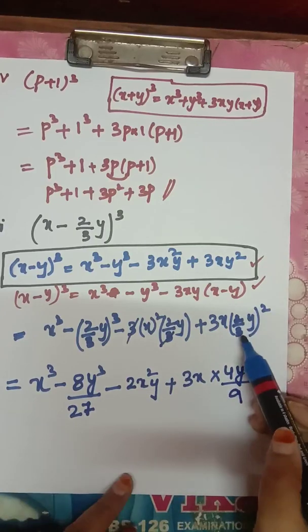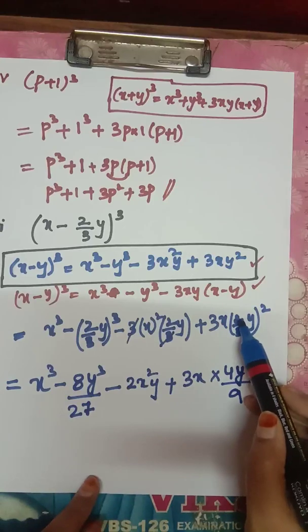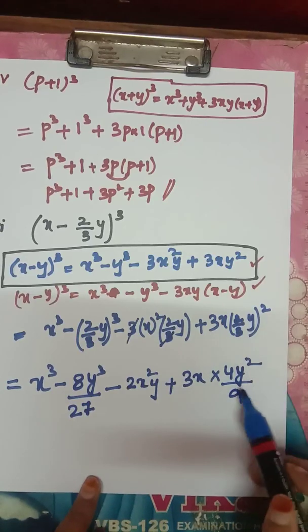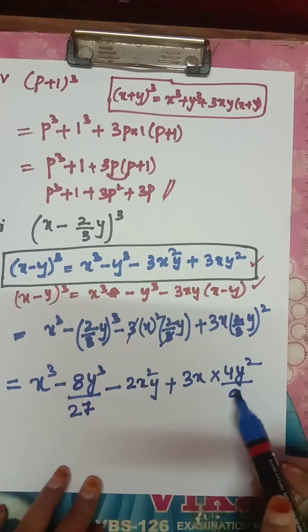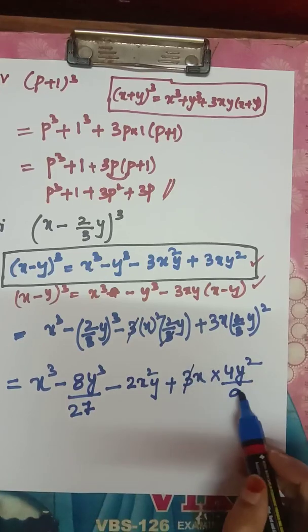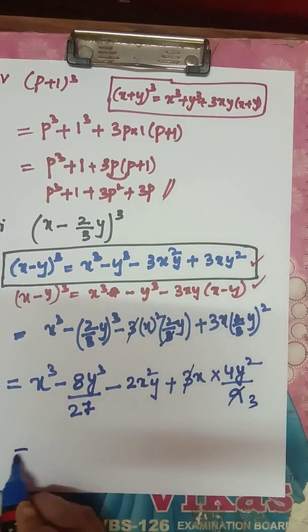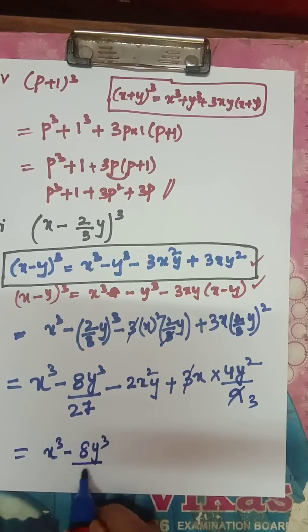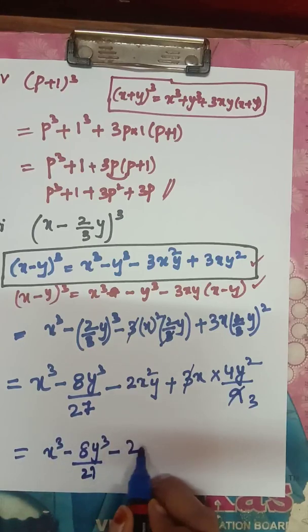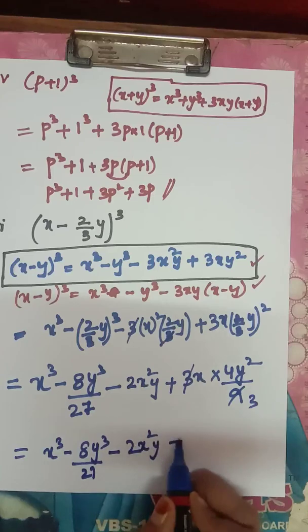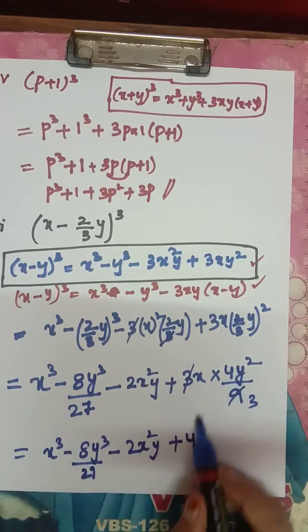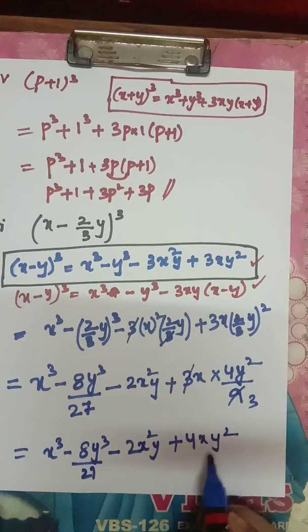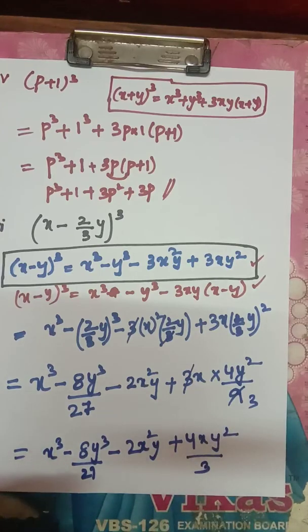Square is for numerator and denominator. Numerator it is 2y. So 2 2s are 4. Y into y is y square by 9. So 3 1s are 3, 3 3s. I'll cancel it. Answer is x cube minus 8y cube by 27 minus 2x square y plus 4xy square by 3. Is it clear?